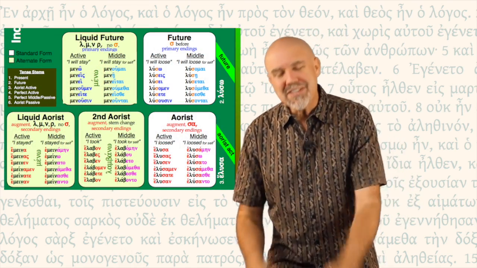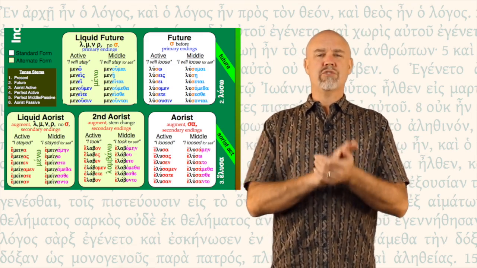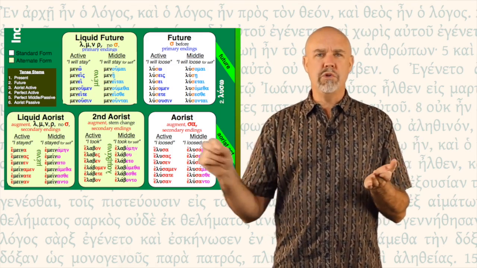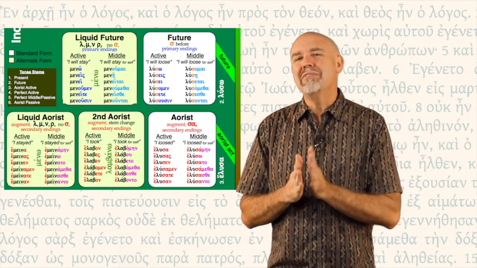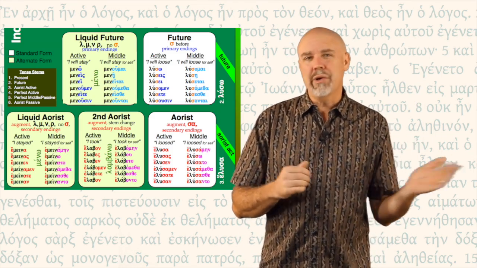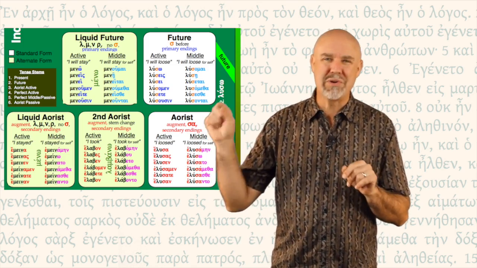But we have seen that there are some oddballs, right? Like we've looked at liquid aorists, which drop sigmas after lambda, mu, nu, and rho. Okay, well we looked at that. That's just a quirk of this liquid future and the liquid aorist. It's just a different form that happens after lambda, mu, nu, and rho.